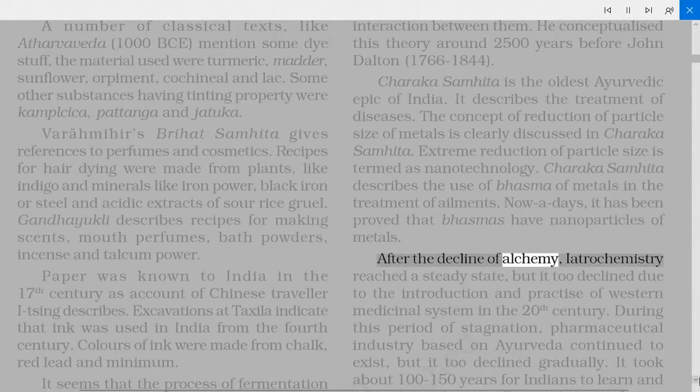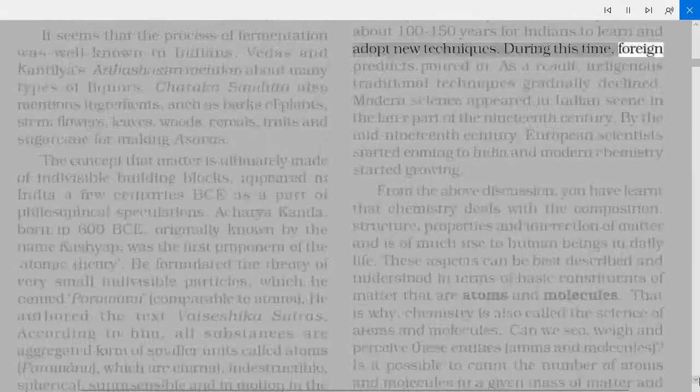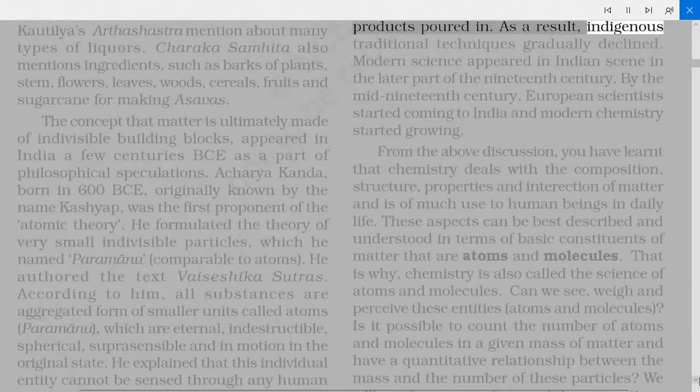After the decline of alchemy, iatrochemistry reached a steady state, but it too declined due to the introduction and practice of Western medicinal system in the 20th century. During this period of stagnation, pharmaceutical industry based on Ayurveda continued to exist, but it too declined gradually. It took about 100 to 150 years for Indians to learn and adopt new techniques. During this time, foreign products poured in. As a result, indigenous traditional techniques gradually declined.